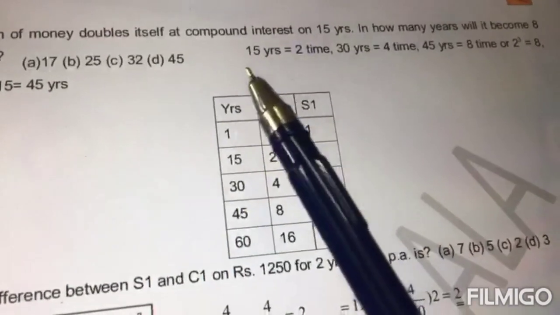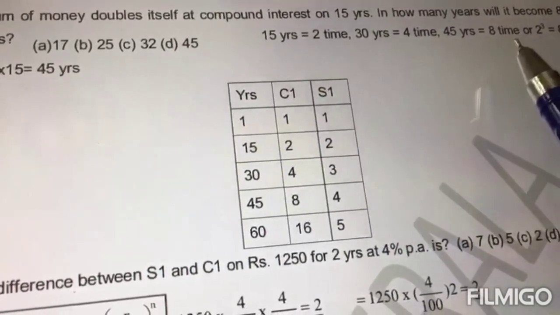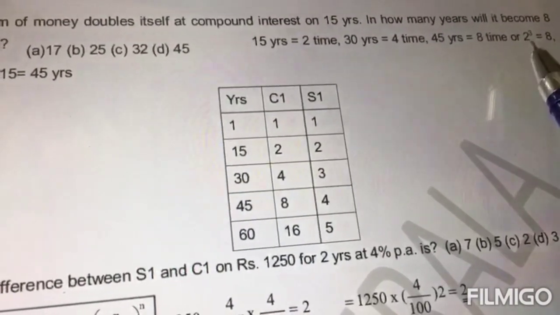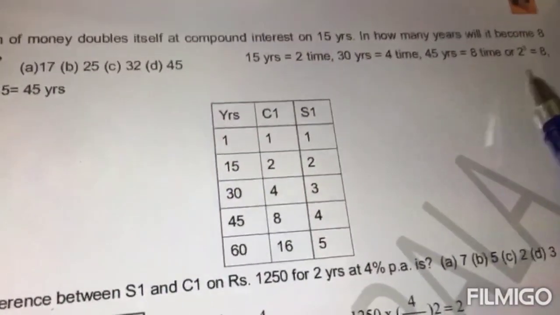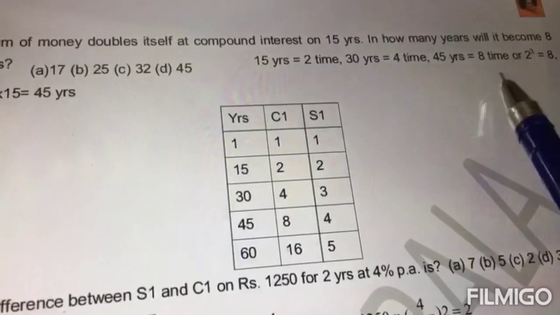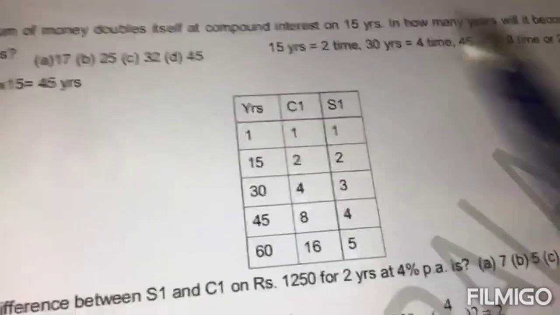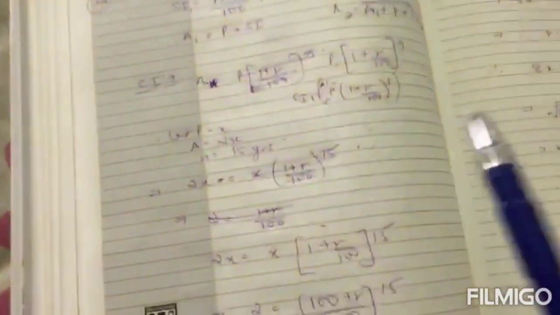The years become 3 times the original years. The amount becomes 2 cubed, because of the nature of compound interest. So it becomes 8 times the original amount. Therefore, the number of years taken to become 8 times is 45. I know this is hard to understand, so let us do it the traditional way.